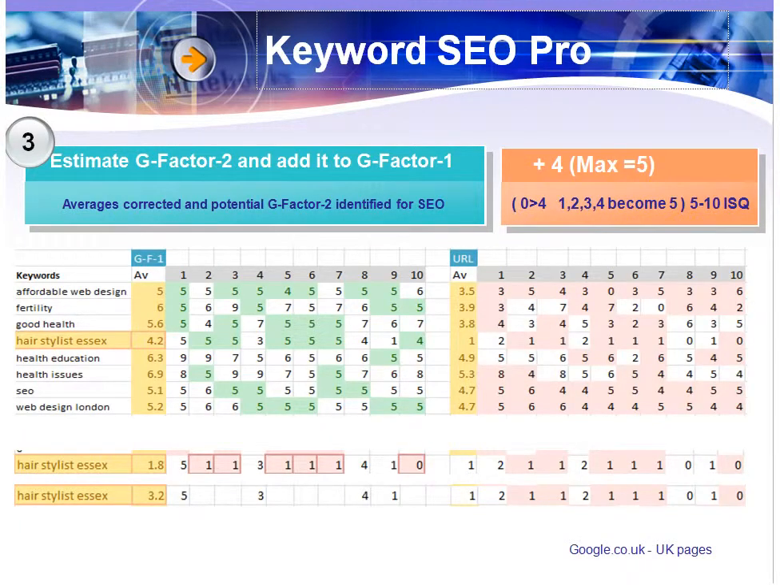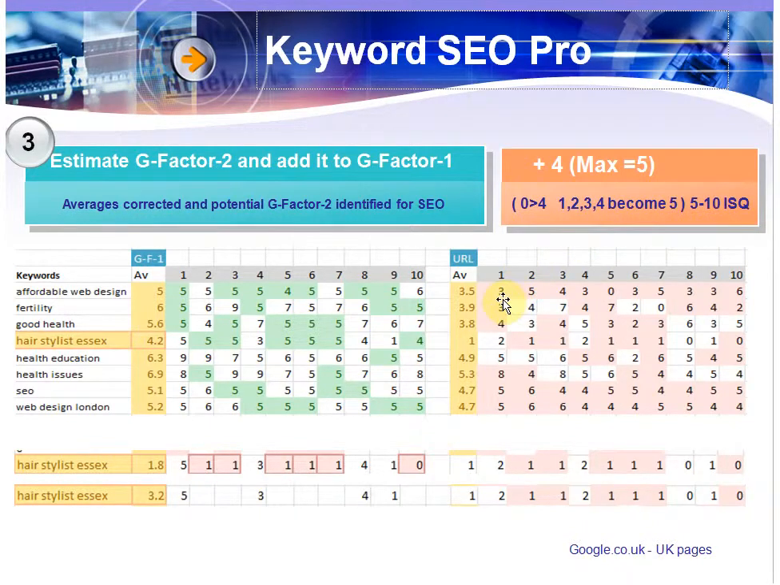The algorithm developed to define a value for G-Factor 2 is as follows. We add 4, but to a maximum combined total of 5. If the page has a page rank of 0, it becomes 4. If it is 1, we add 4, making it 5. But if it is 2, we just add 3. If it's 3, we add 2. And if it's 4, we add 1. All these effectively becoming 5. If the page rank of the web page is 5 to 10, then no addition is made.